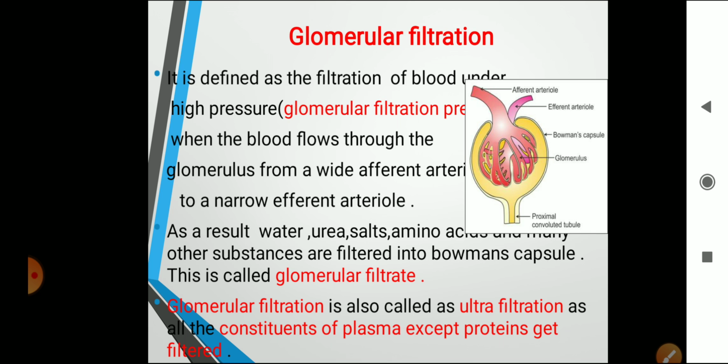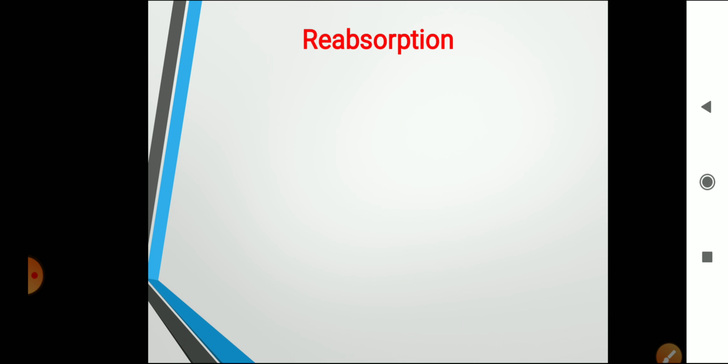So the next step is tubular reabsorption. Why is it called tubular reabsorption? Because this takes place in the tubular part of the nephron. You know which are the tubular parts of the nephron. The first part is the proximal convoluted tubule, or PCT. The second part is the Henle's loop. And the third part is the DCT, or the distal convoluted tubule.